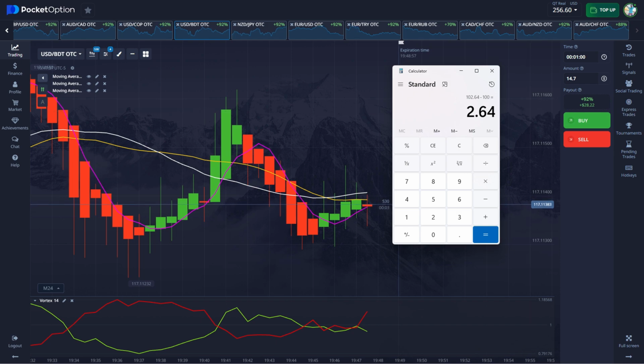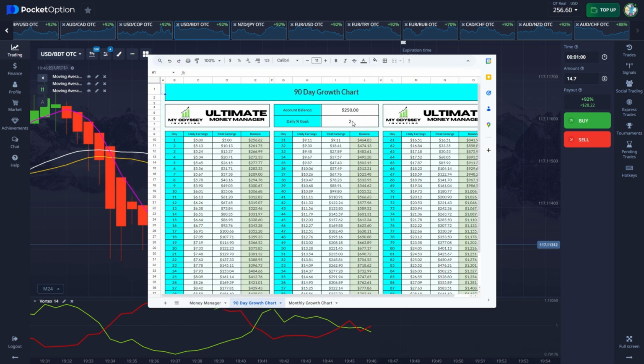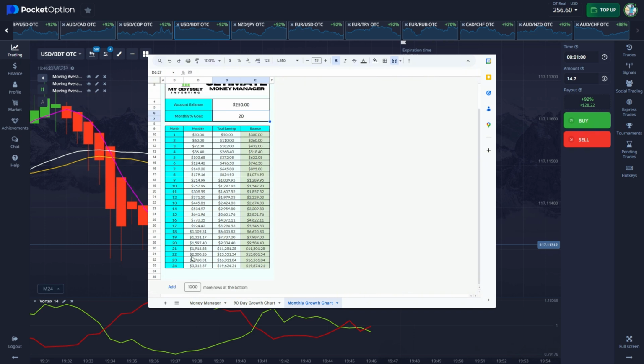I honestly am. So if you use this Ultimate Money Manager and you use the 90-day growth, my goal is to earn 2% per day. So today I made 2.6% today. So I would go ahead and enter 2.6% here, which would change this balance. And then my goal is to trade 10 days a month and make 2% a day, which is 20%. And as you can see by this chart here, after 24 months, my $250 will turn into $19,874.